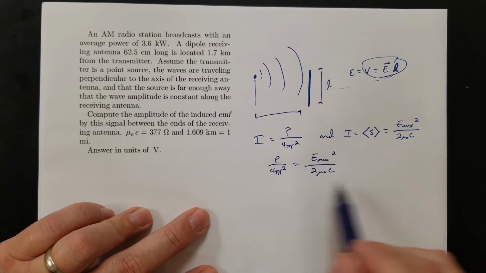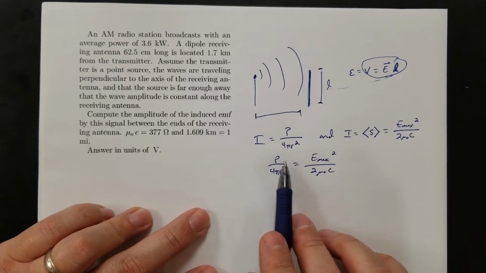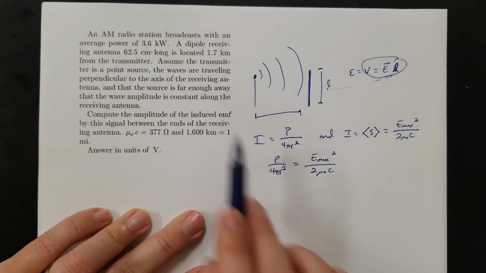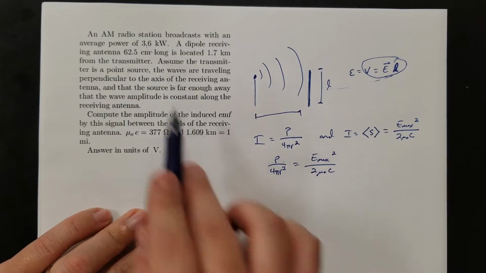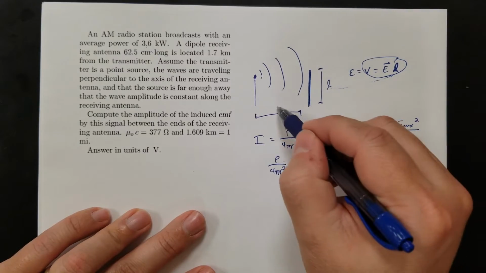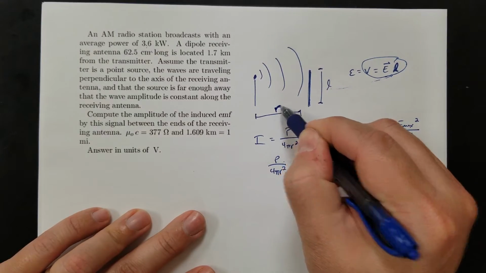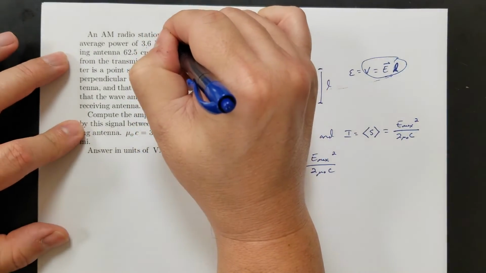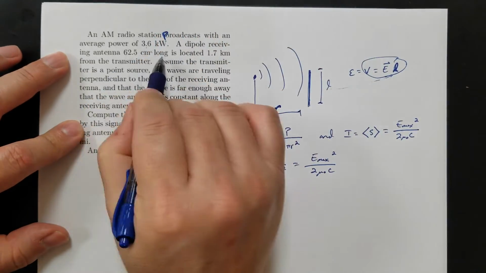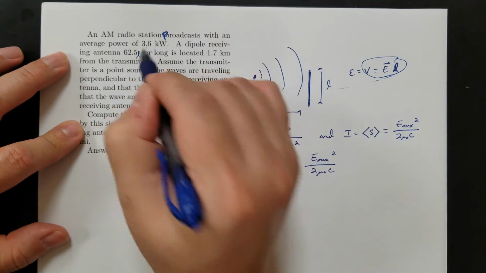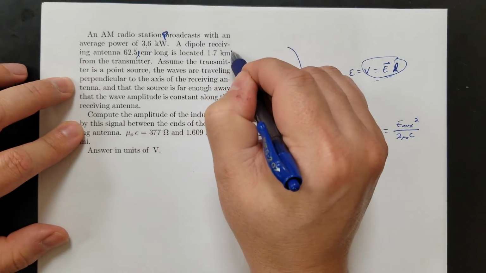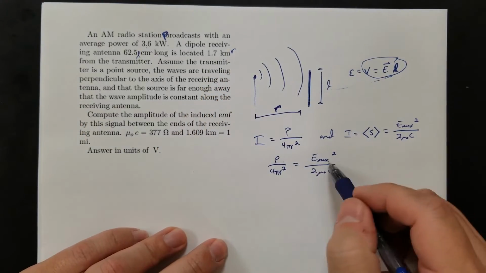Oh, look, there we go. And all I've got to do is solve, because I know the power. Those are constants. R, I know how far away it is. So the distance from the receiver is going to be R. Here's my power. That's the length of the antenna. 1.7 kilometers away, that's R. So I can just solve for this.